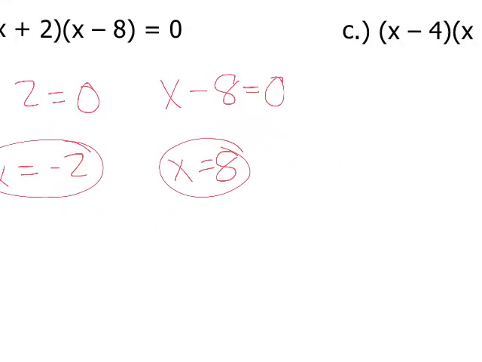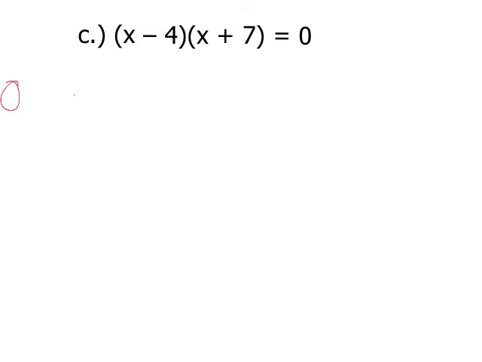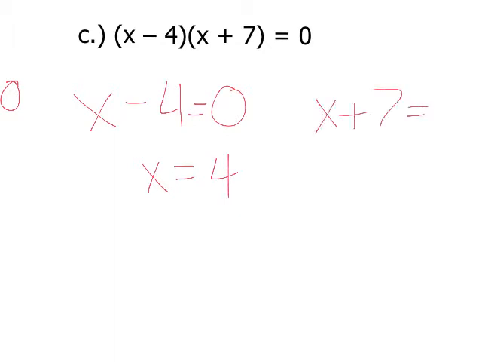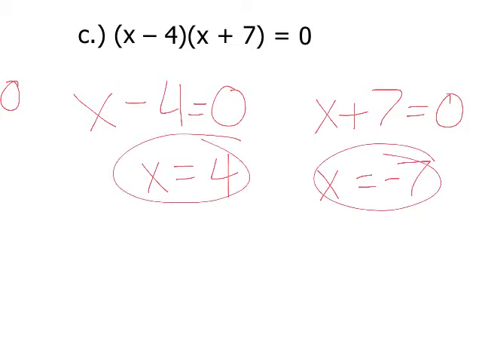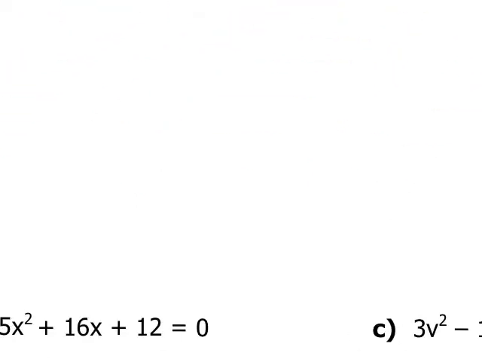Okay, and then lastly C, x minus 4 could be 0, so x is 4. X plus 7 could be 0, so x is negative 7. Okay, so that's all we're learning today, but let's look at one more example just to make sure we are clear. Let's look at example 3.